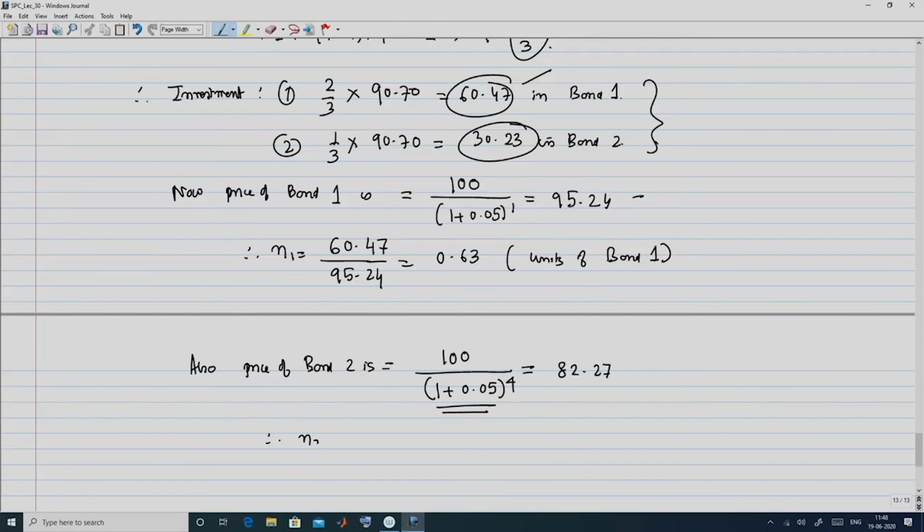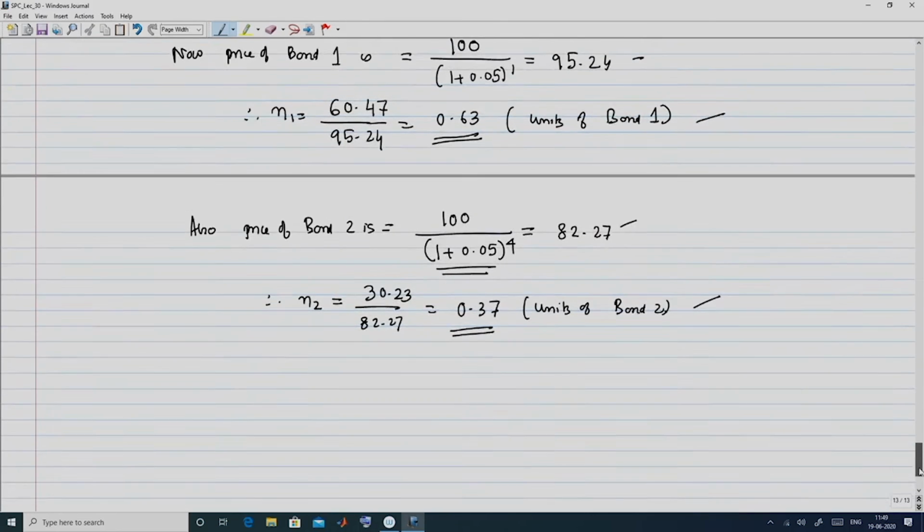So, therefore, what is N2? The number of units of the second bond. This is going to be the amount of 30.23 invested in the second bond divided by the price of the second bond, which is 82.27, and this is going to be 0.37 units of bond 2. And please do not assume that the number of units must add up to 1. Even though in this case coincidentally N1 plus N2 adds up to 1, it is obviously not necessarily the case.